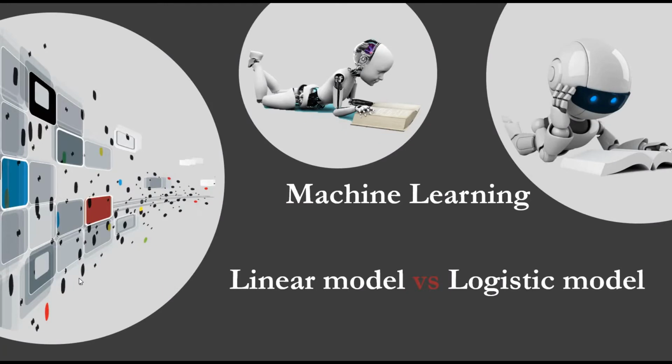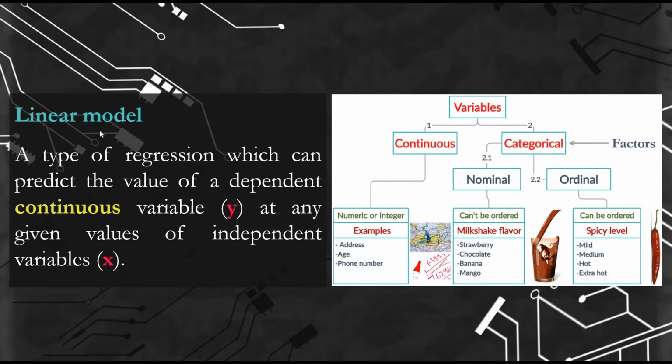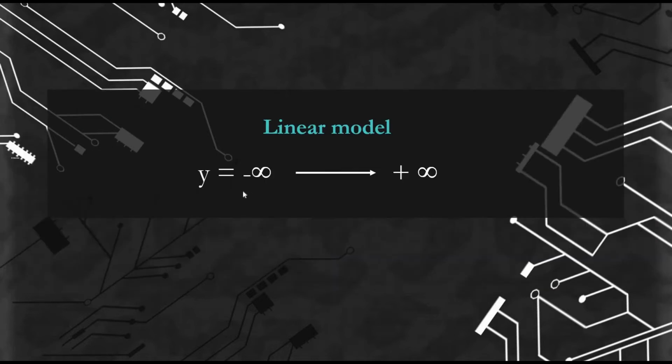So, linear and logistic models are types of machine learning models. As I explained in the last video, a linear model is a type of model which can predict the value of y at any given value of x. The most important thing to know here is y is a continuous variable, so it can be any number from negative to positive.